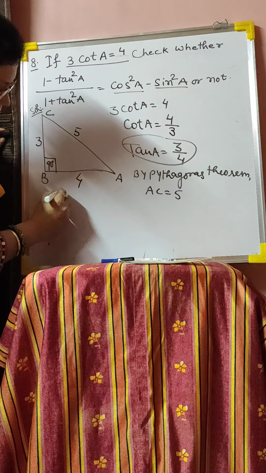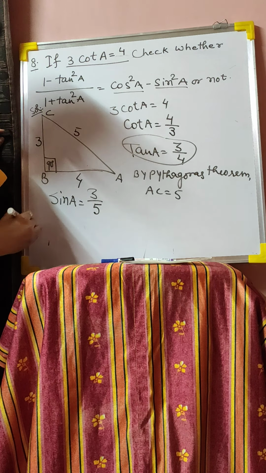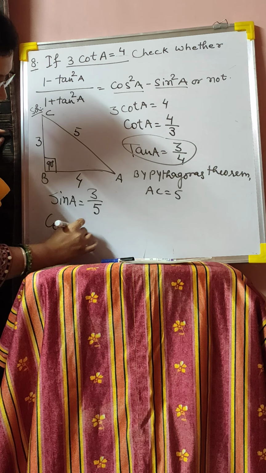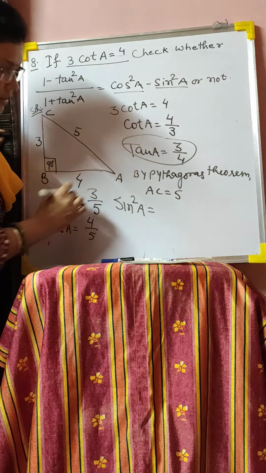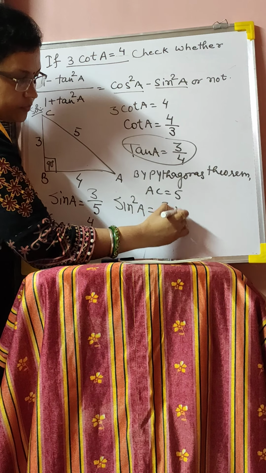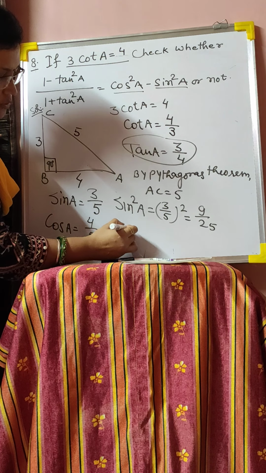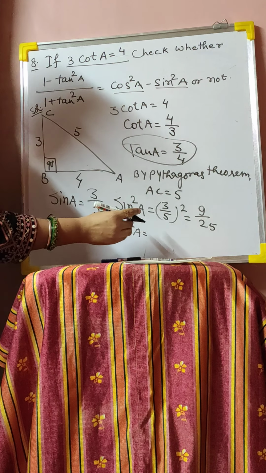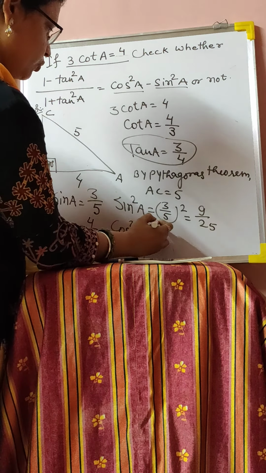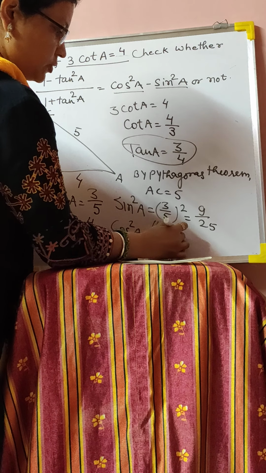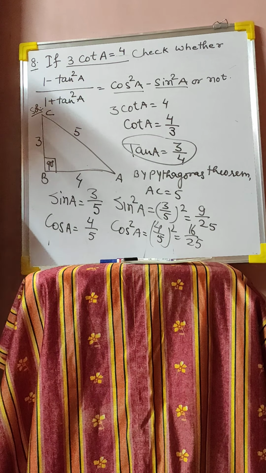So sin A is equal to 3 by 5 and cos A is 4 by 5. Now sin square A is equal to 3 by 5 whole square, which is 9 by 25, and cos square A is equal to 4 by 5 whole square, so this will be 16 by 25. Okay, so now we have values.